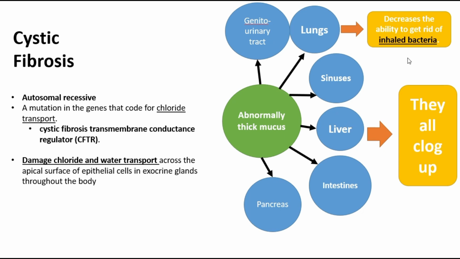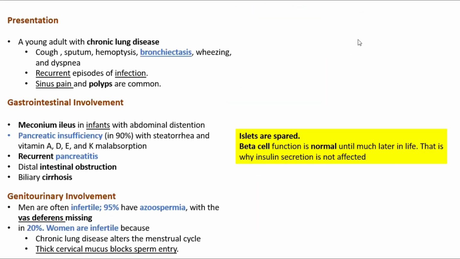In the lungs, as we will see in the next slides, this will lead to a decrease in the ability to get rid of inhaled bacteria, which will cause recurrent infections and problems and damage to the lungs. The common clinical picture of this disease will be a young adult with chronic lung disease. The patient will present with cough, sputum, hemoptysis, bronchiectasis, wheezing, and dyspnea. Also, they will have recurrent episodes of infection, sinus pain, and polyps are also common in these patients.